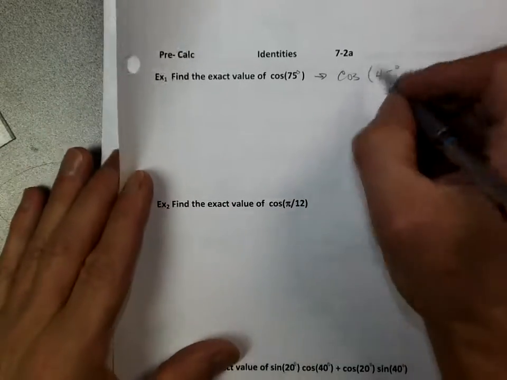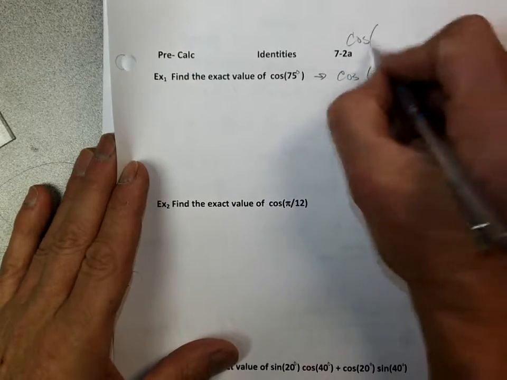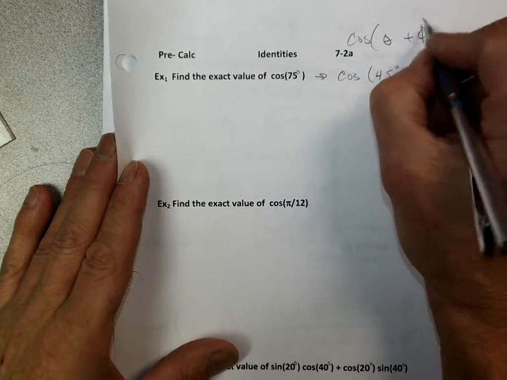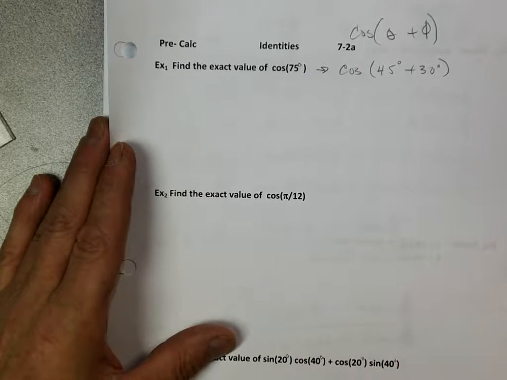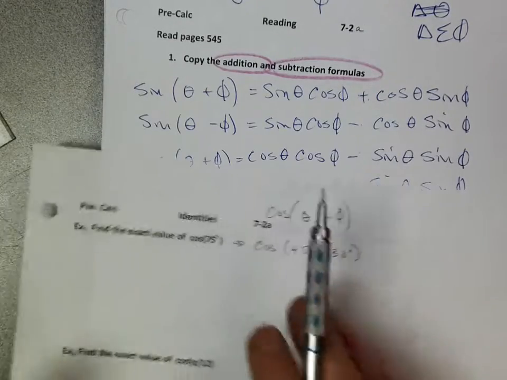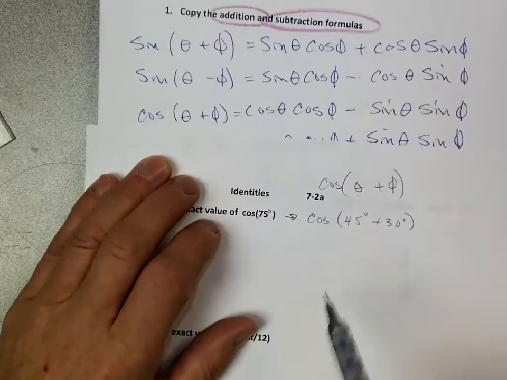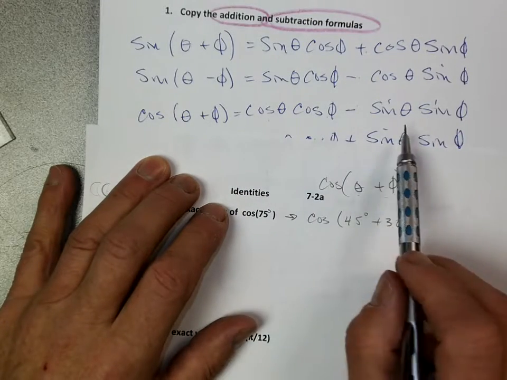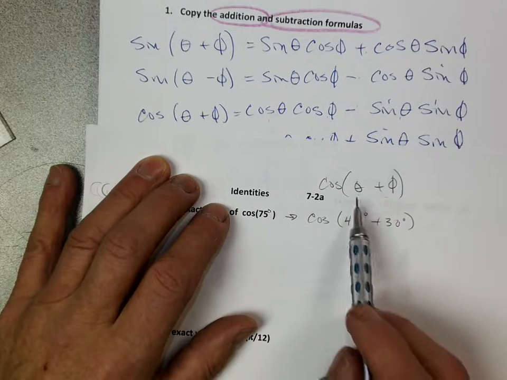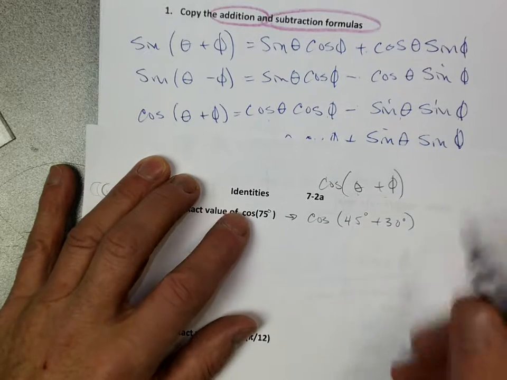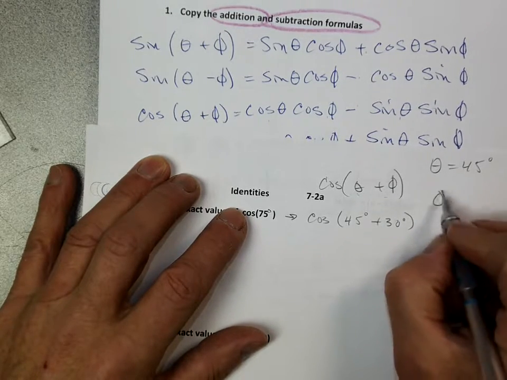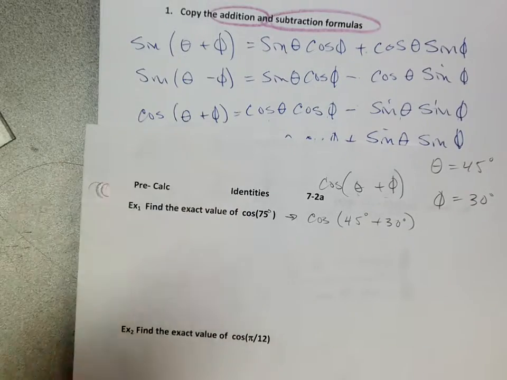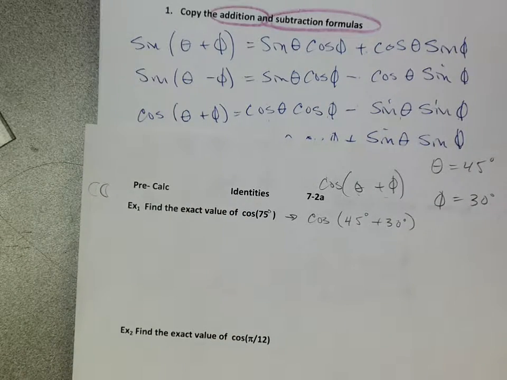So what I have is really cosine of some angle plus another angle, where 45 would be the theta and the 30 would be the phi. So it matches up to my formula. If I go to my formulas, cosine of theta plus phi, I'm going to use this one right here: cosine theta, cosine phi minus sine theta, sine phi. Instead of theta and phi, we're going to use the 45 and 30, because in this example, we're going to let theta be our 45 degrees and we'll let our phi be our 30 degrees. We're just going to plug the numbers in where they go, and then use the unit circle to get the exact values.